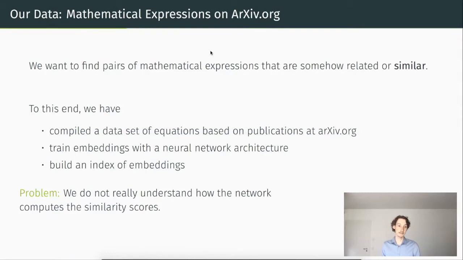The problem is we don't really understand how the network computes these similarity scores. This is the usual problem with neural networks. They are always seen as a black box that magically outputs some value. So we want to shed some light on what's actually going on inside of the neural network.